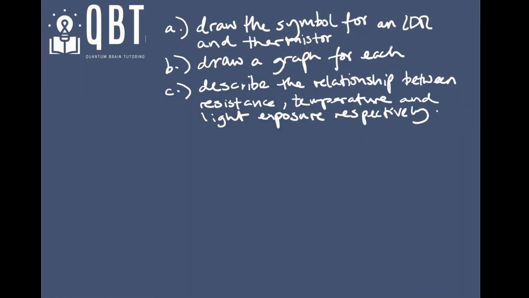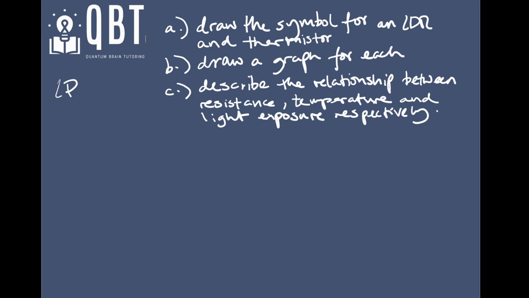So let's talk about light-dependent resistors and thermistors in a bit more detail. This is a three-part question, and we're going to tackle them one at a time. Let's start with A: draw the symbol for an LDR and a thermistor. This is something you just need to know because it's really easy marks.